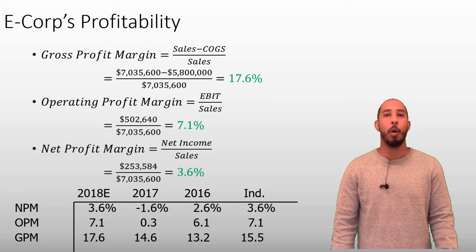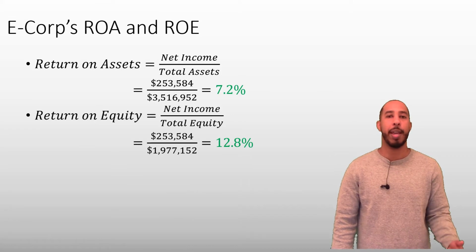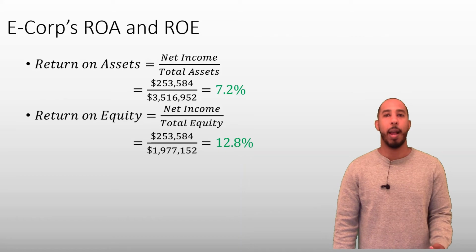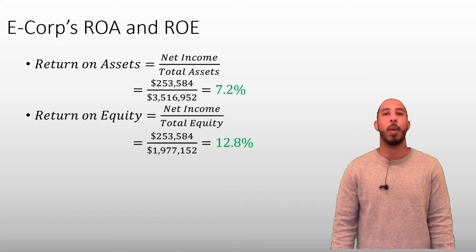Next, we have E Corp's return ratios, ROA and ROE. For every dollar of assets E Corp has, they're able to generate 7.2 cents of net income. And similarly, for every dollar of equity invested, they're able to generate 12.8 cents of net income.